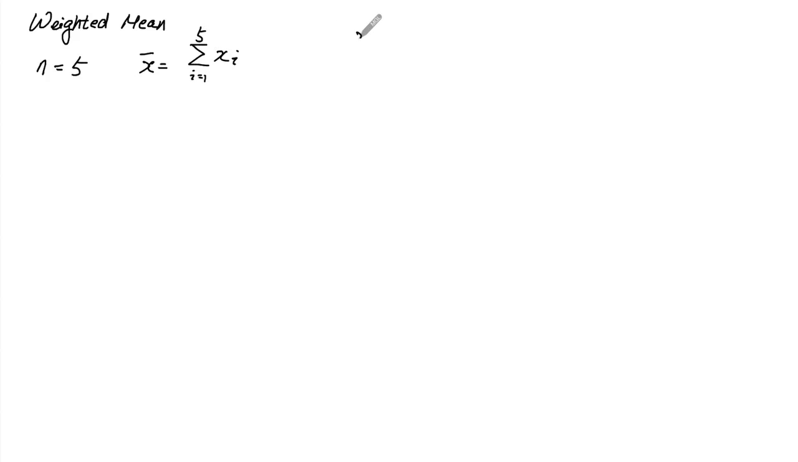So again, my data points are x1, x2, x3, x4, and x5. They can be anything from heights to lengths to weights, anything that is a quantitative variable. And we divide this by the number of data points. And we call this a simple mean.